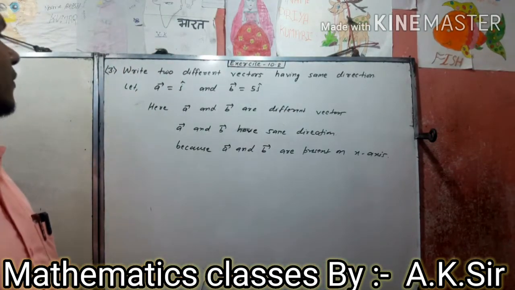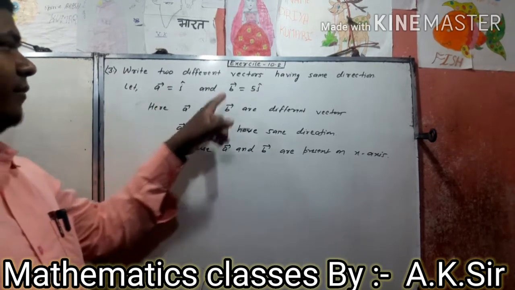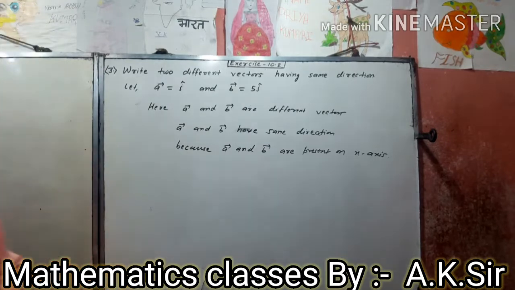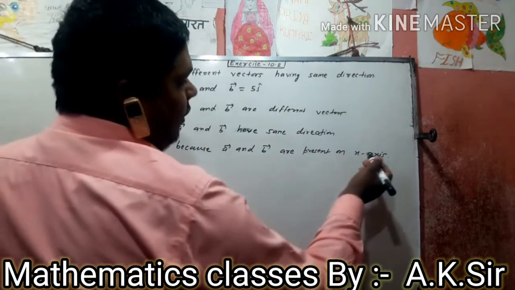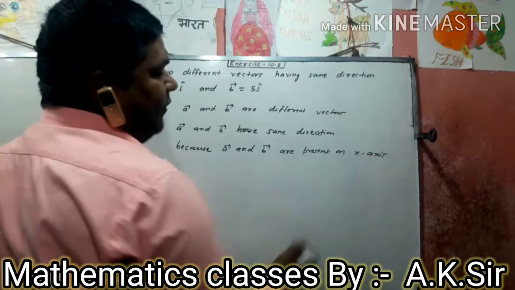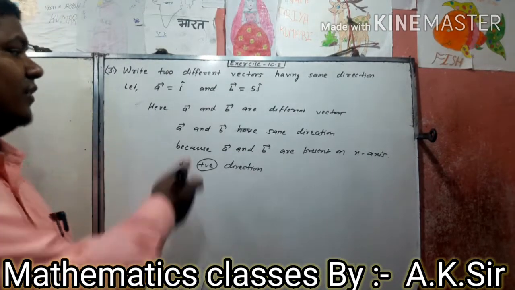So given here, A vector and B vector are in the same direction, on the x direction. This is our answer.